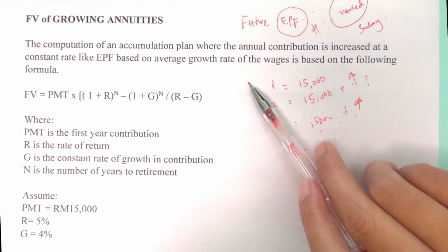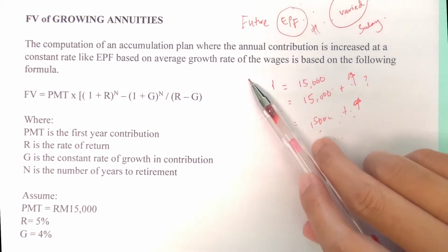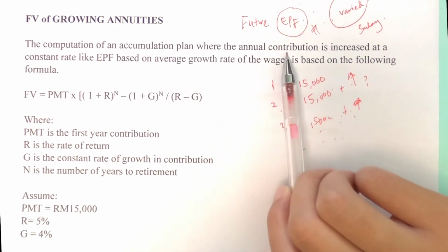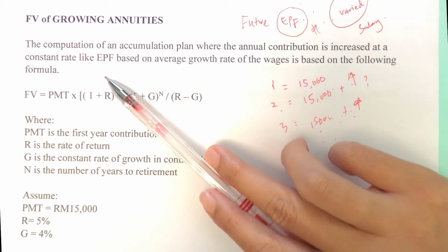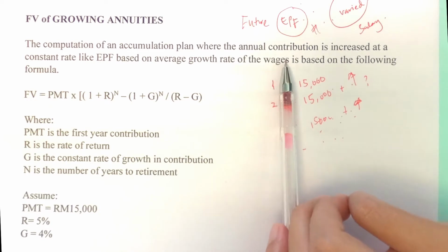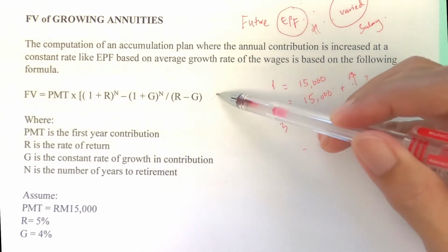Therefore, in this case of future value of growing annuities, the accumulation plan is where the annual contribution is increased at a constant rate, like EPF, based on the average growth rate of wages. Because once your salary increases, the EPF contributions also will increase. Therefore, the formula here is different.